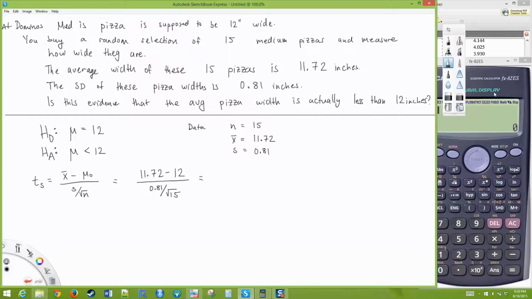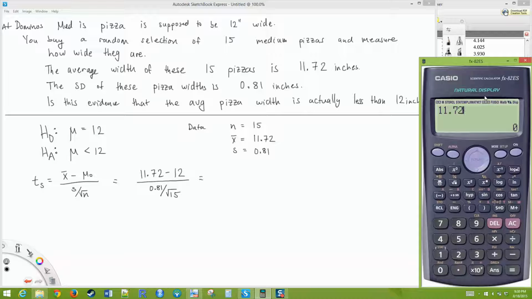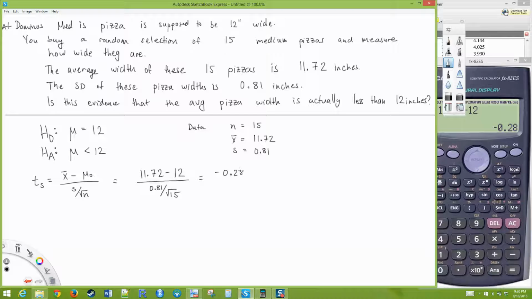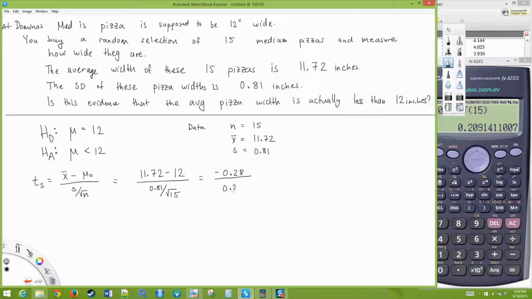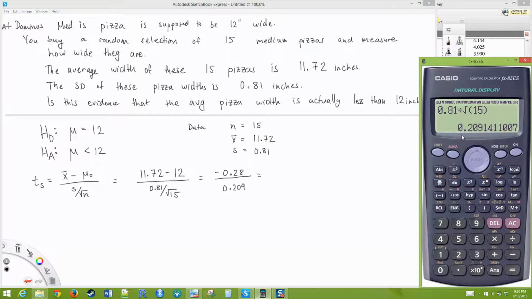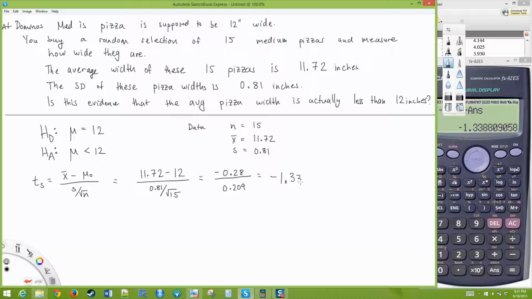When I do these calculations, I like to do the numerator first, and I get negative 0.28. Then I figure out the denominator: 0.81 divided by the square root of 15, and I get 0.209. So I do negative 0.28 divided by 0.209, and I get negative 1.339.